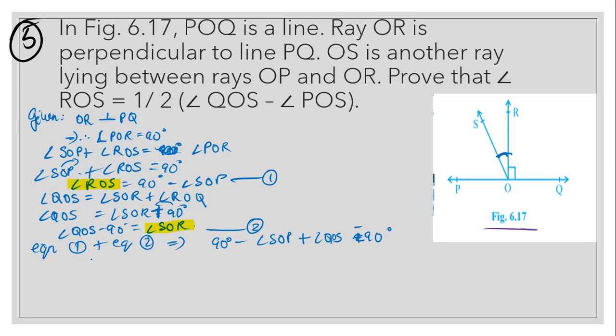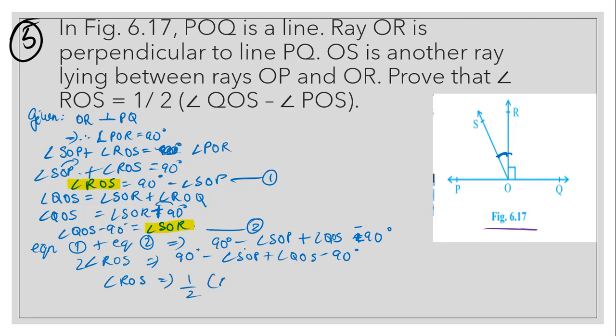And then here on the LHS, I will have 2 angle ROS because it's all the same, correct? So 90 degrees minus angle SOP plus angle QOS minus 90 degrees is equal to 2 angle ROS. The angle ROS is equal to half of angle.